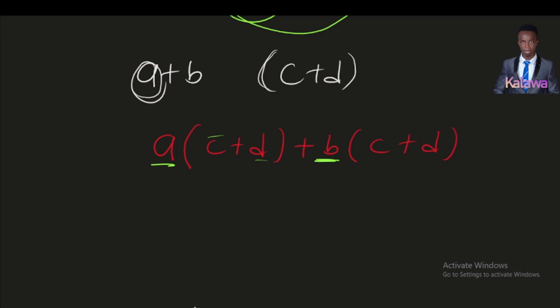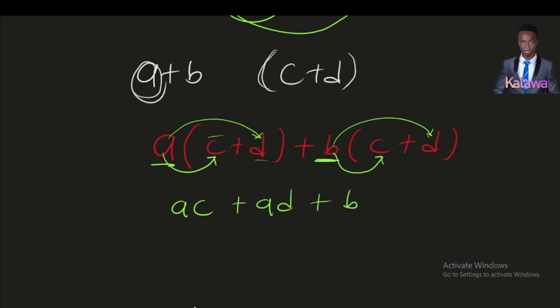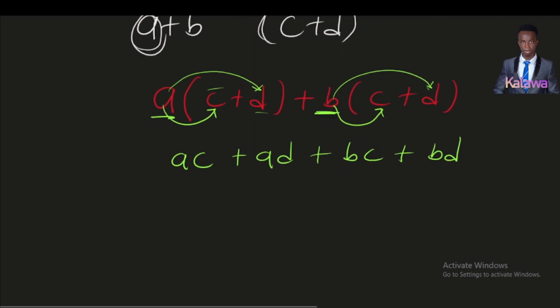So if we go now, we say a multiplied by c, and then the same a, we multiply it by d. This again goes for plus b. b multiplied by c, and the same b we multiply by d. So this goes a times c, this is ac, plus a times d, this is ad, plus b times c, this is bc, plus b times d, this is bd.